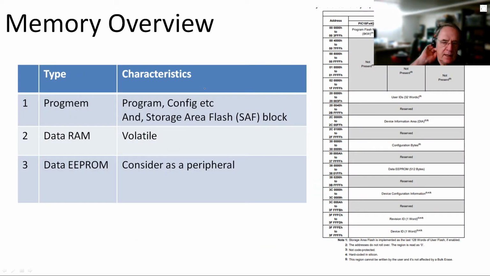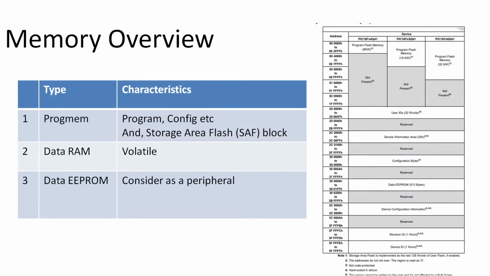So let's have a look at the memory itself, and we'll do a memory overview, and then we'll dig a bit deeper. Okay. So the memory has three different types according to the datasheet. We have PROGMEM, data RAM, and data EEPROM. I'm going to be focusing on PROGMEM today, and just prove to you that there's two different characteristics inside of there. And we're not going to talk about data RAM at all, the second one, because that's volatile. If you use that for variables, and when you turn the microcontroller off, they disappear. And we've looked at EEPROM in a different tutorial, so consider that as a peripheral, and you'll be fine.